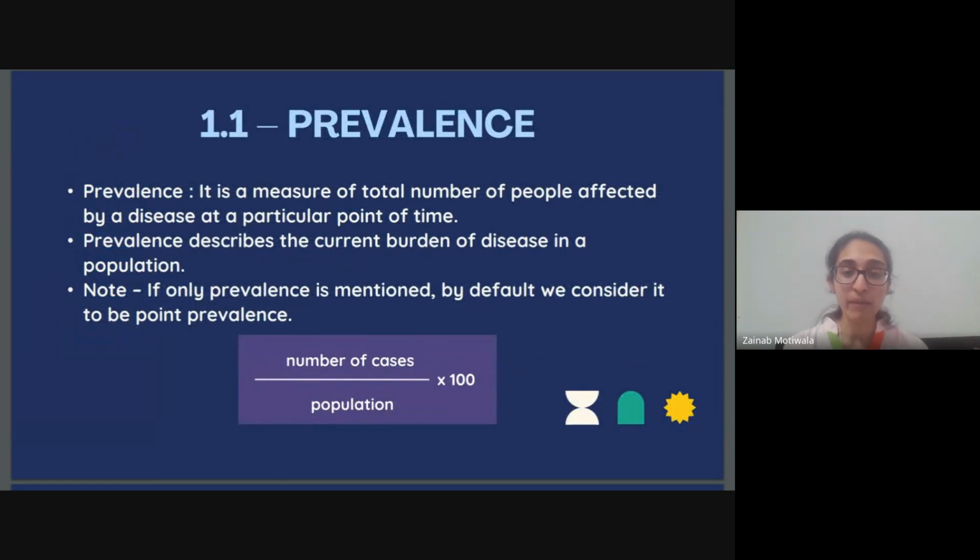So first, talking about prevalence. What is prevalence? It is a measure of the total number of people affected by a disease at a particular point of time. What it primarily tells us is the current burden of a disease in a population. The way one can measure it would be the number of cases upon the total population into 100. Now, whenever we use the term prevalence, it means that we're talking about point prevalence.